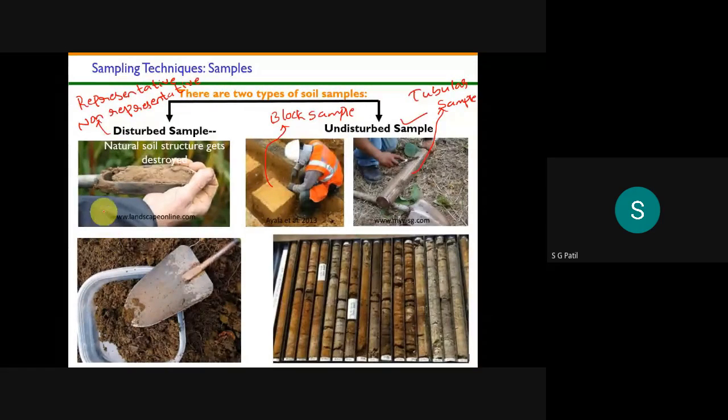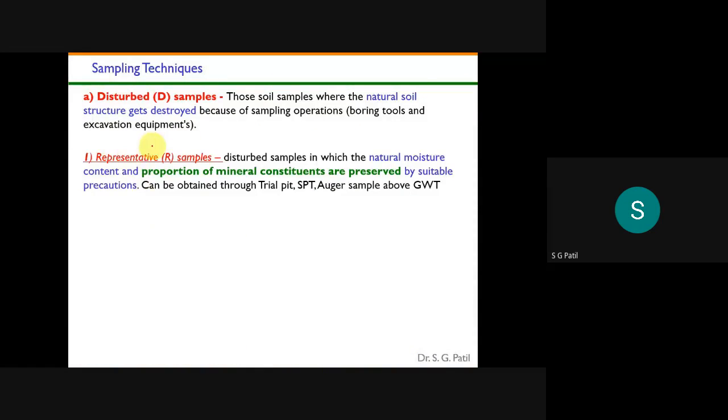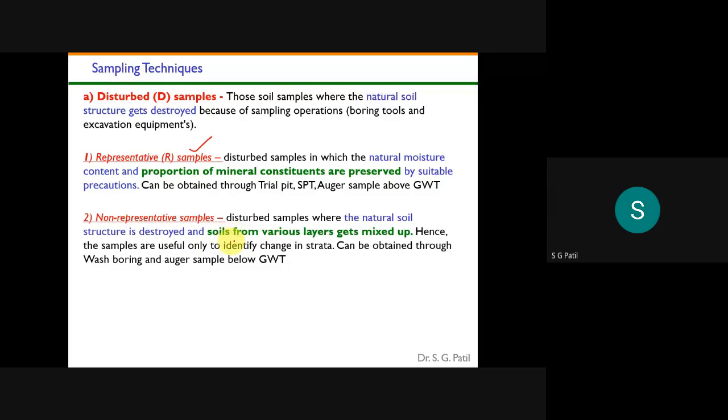Okay, so we'll see when you can call a disturbed sample a representative or non-representative sample. That also we'll see here. Representative sample means if you are able to maintain the proportion of mineral constituents, then they are called representative samples. If you are not able to maintain those mineral constituents, then you can call it a non-representative sample.